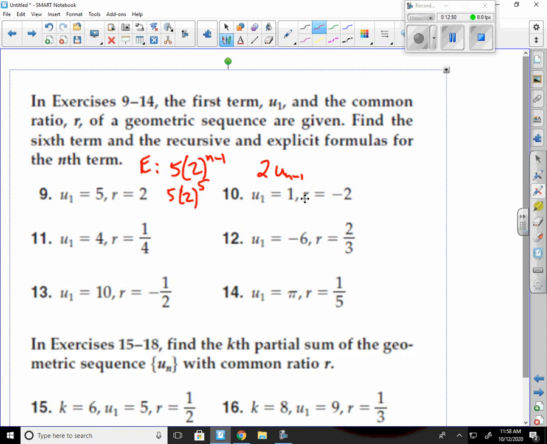Number 10, same thing. I'm not going to go over it just because we just did a whole worksheet on this.